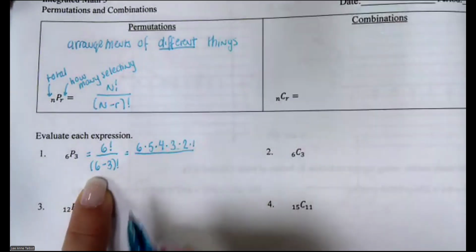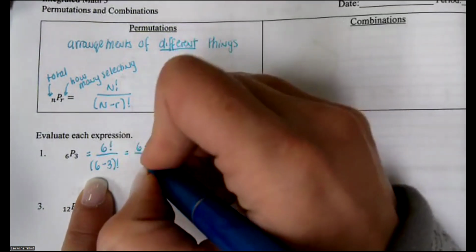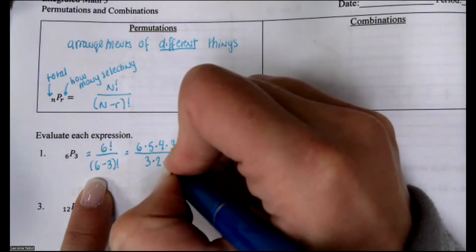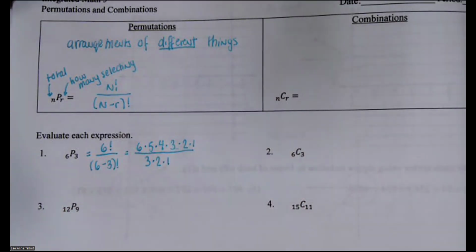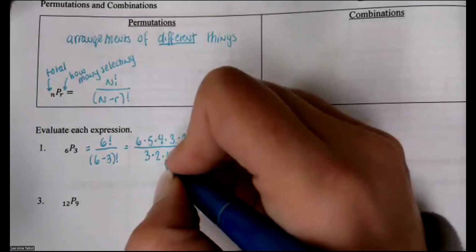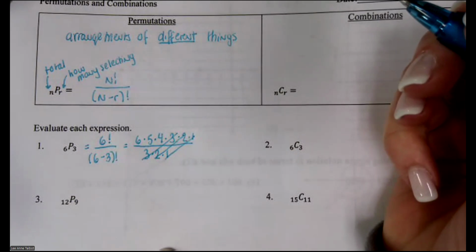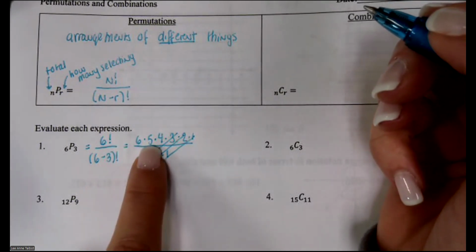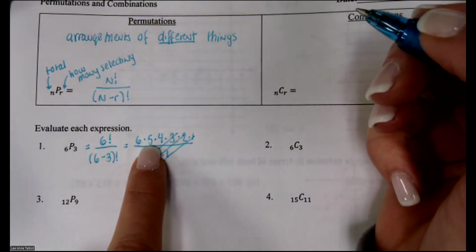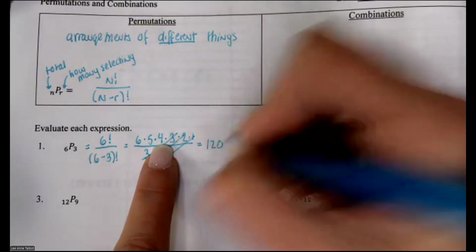Okay, and then you guys, what is 6 minus 3? 3. Okay, so 3 times 2 times 1 on the bottom. Okay, are you with me so far? The whole point of this is to find stuff to cancel out. So cancel out the 1s, cancel out the 2s, cancel out the 3s. And now you have 6 times 5 is 30, times 4 is 120. And that's your final answer.